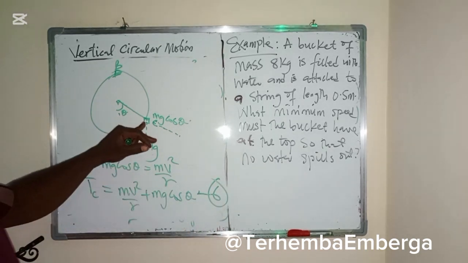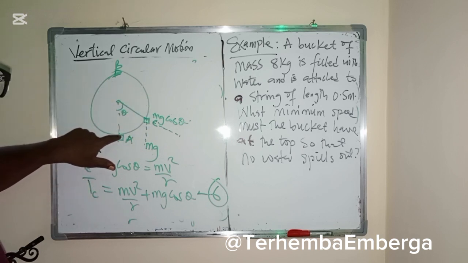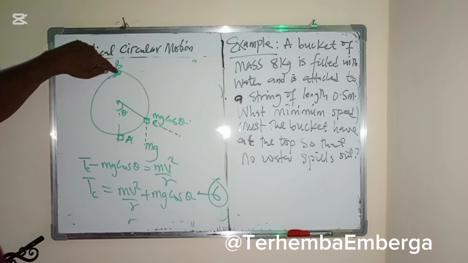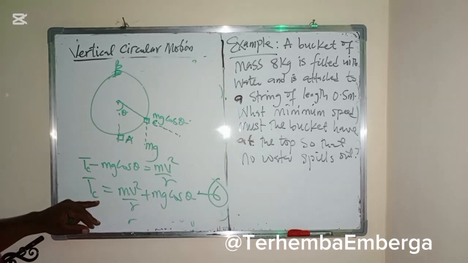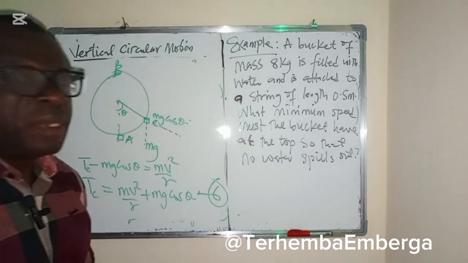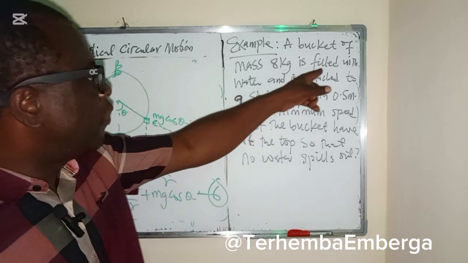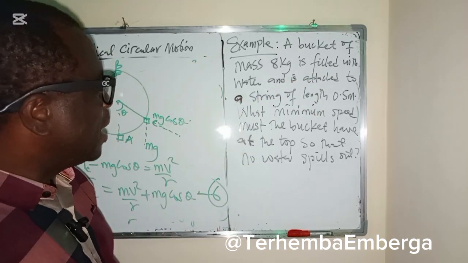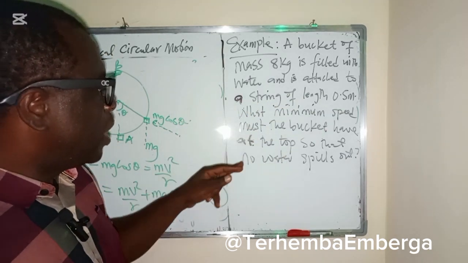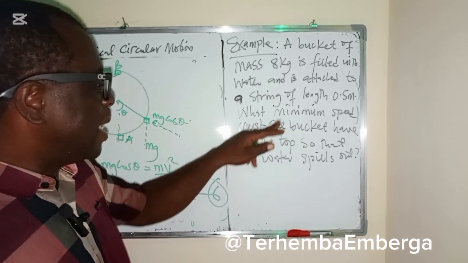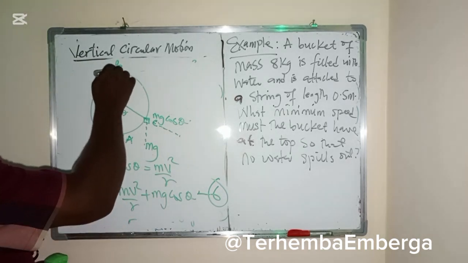So if angle is involved, the object can be anywhere. Remember, we have looked at the point where it is down, where it's at the top, and anywhere angle is involved, we can look at it. So we have a problem that we want to look at. A bucket of mass 8 kg is filled with water and is attached to a string of length 0.5 meters. What minimum speed must the bucket have at the top so that no water spills off?